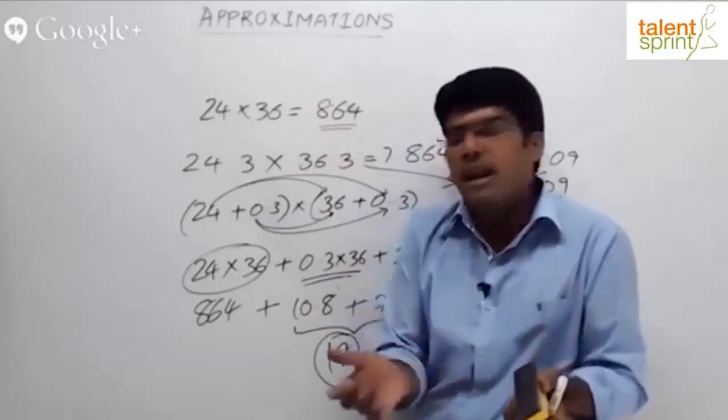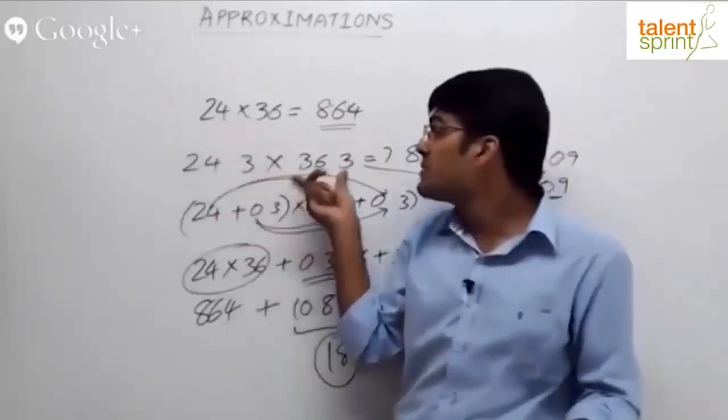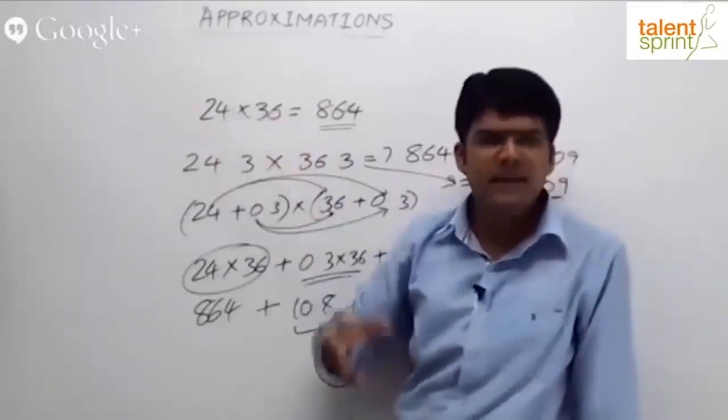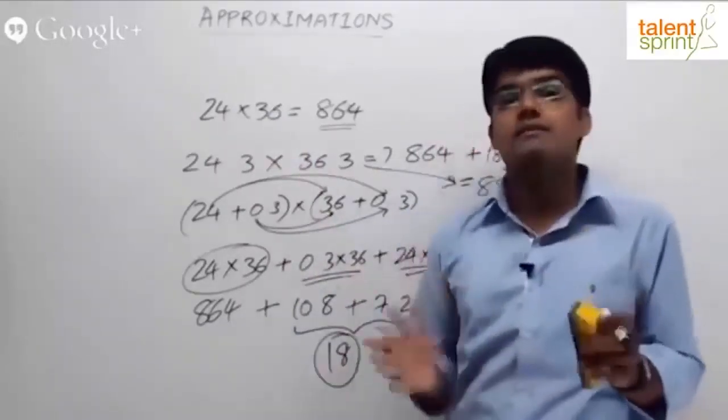If I decrease both of them, what happens? Because 24.3 has become 24, our answer will get reduced. 36.3 becomes 36, our answer gets further reduced. So you are moving far away from the exact answer, right? But generally this doesn't happen. We don't have to really worry about this, but just keep this in mind.